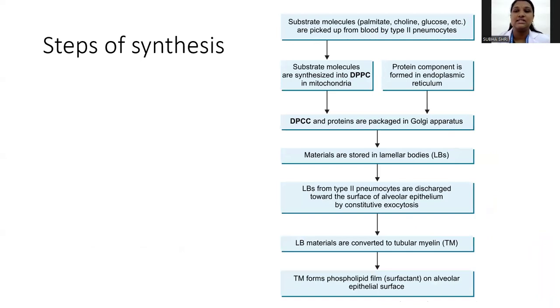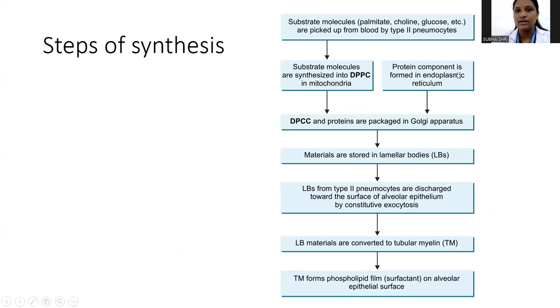How are surfactants synthesized? As I have already said, it is from the type 2 pneumocytes. So what will these type 2 pneumocytes do is, they will take up substrate molecules like palmitate, choline, and glucose from the blood. Inside the type 2 pneumocytes, the substrate molecules synthesize DPPC, which is the main lipid of surfactant. DPPC, dipalmitoyl phosphatidyl choline, is synthesized in the mitochondria. The type 2 pneumocytes have endoplasmic reticulum, which will produce the protein components of the surfactant.